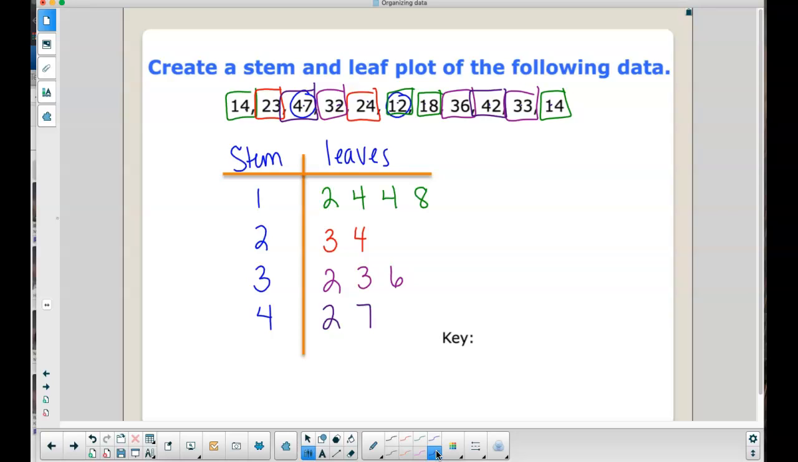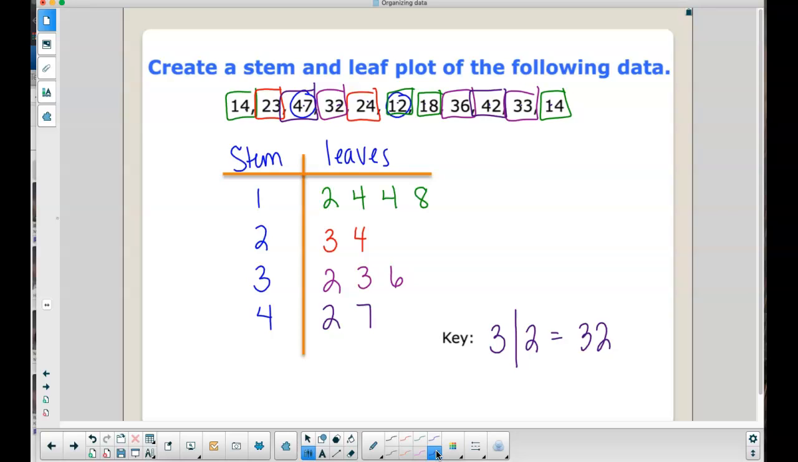The last thing we need is a key. You always have to write a key so somebody knows how to read it. Okay, it does not matter which piece of data you choose. I'm going to choose this one, the 3 and the 2. Okay, so I'm going to put 3, line 2, equals what? What does that mean, Brooklyn? 32. So that if somebody saw my stem and leaf plot, they could figure out how to read it.